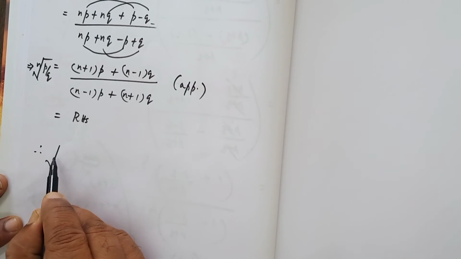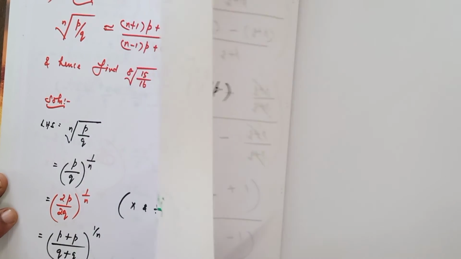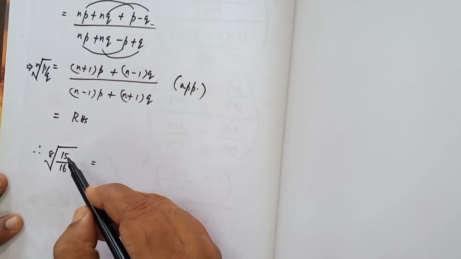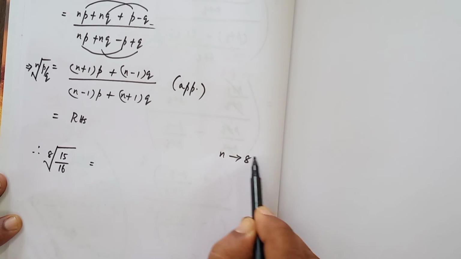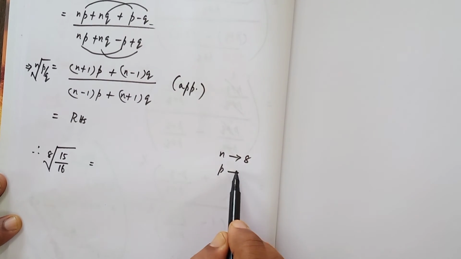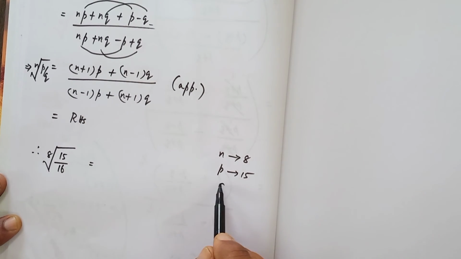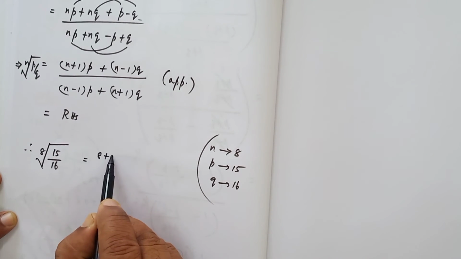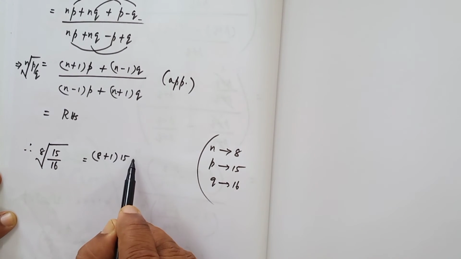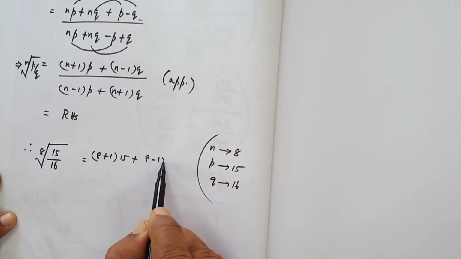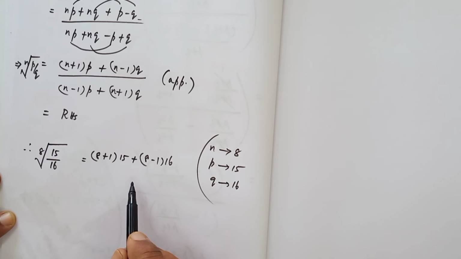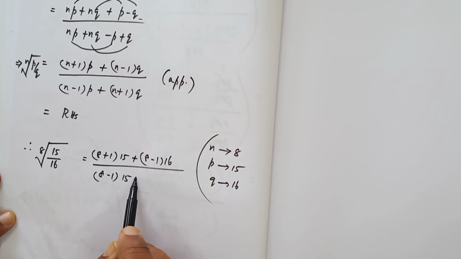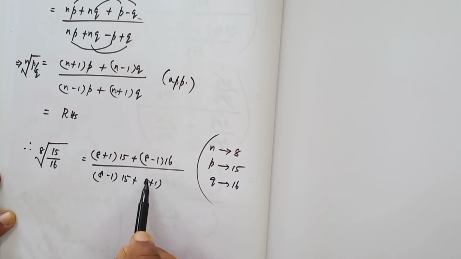Therefore, the 8th root of 15 by 16 equals, you have to compare these two: n is equal to 8, P is equal to 15, Q is equal to 16. Can substitute here: n is equal to 8, (8 plus 1) into P, P is equal to 15, (n minus 1, that is 8 minus 1) into Q, Q is equal to 16, divided by (8 minus 1) into P, that is 15, plus (8 plus 1) into Q, Q is equal to 16.